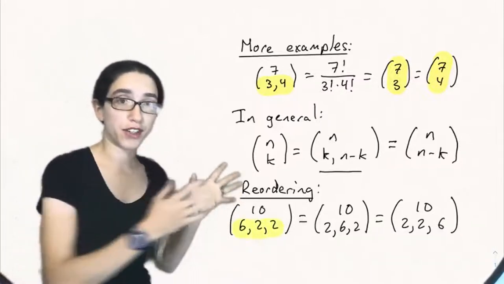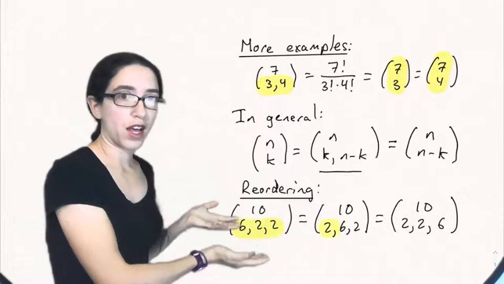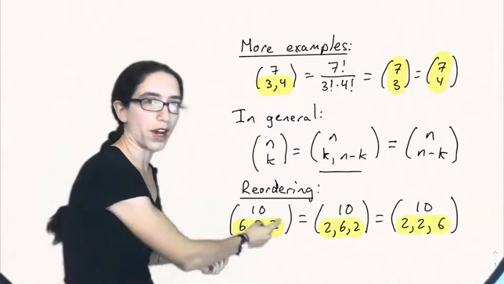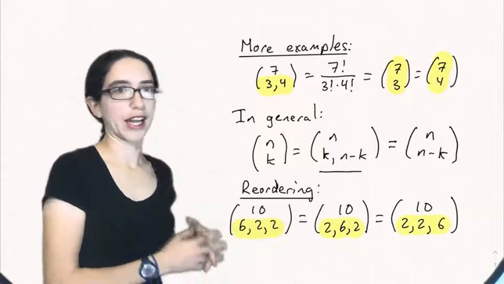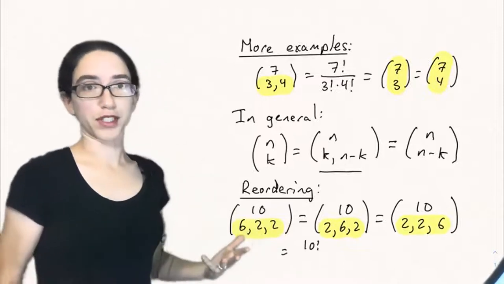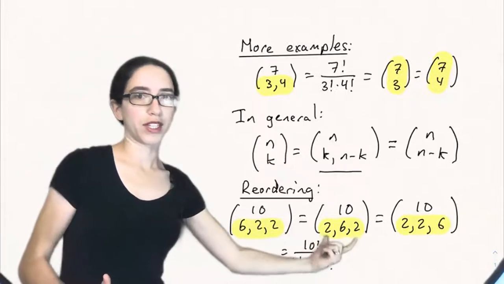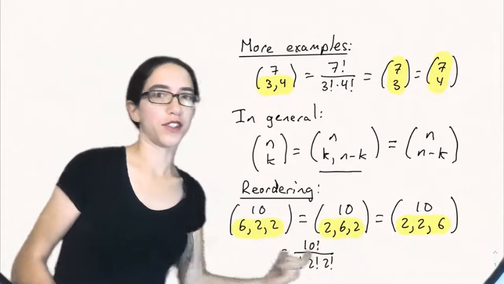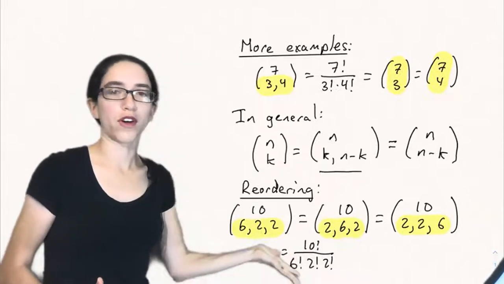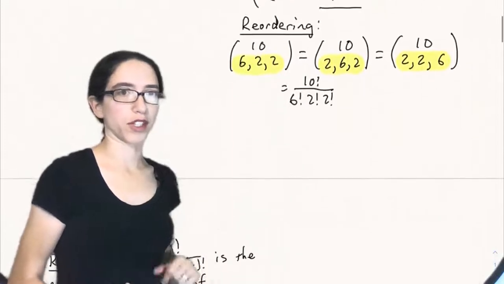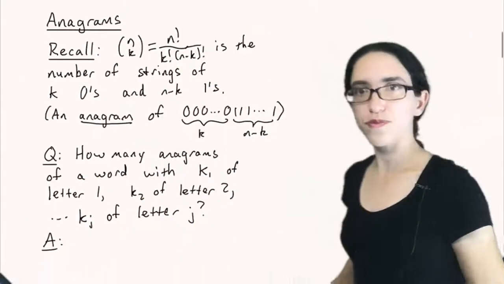That symmetry can be generalized to multinomial coefficients by saying we can actually reorder the numbers in the bottom of the multinomial coefficient any way we want, and it doesn't change the multinomial coefficient. So for instance, 10 choose 6, 2, 2 equals 10 choose 2, 6, 2, and 10 choose 2, 2, 6, because all three of them are just 10 factorial divided by 6 factorial times 2 factorial times 2 factorial.